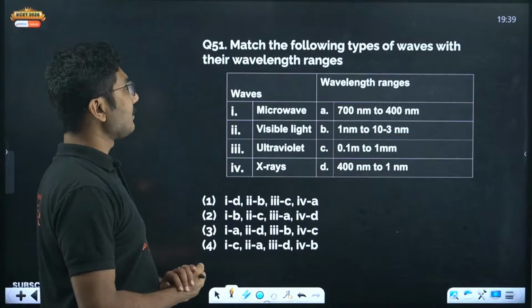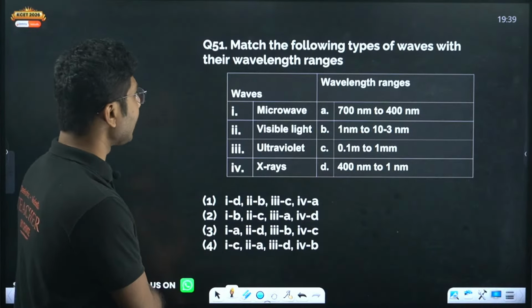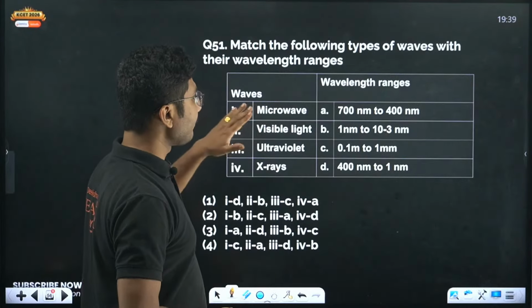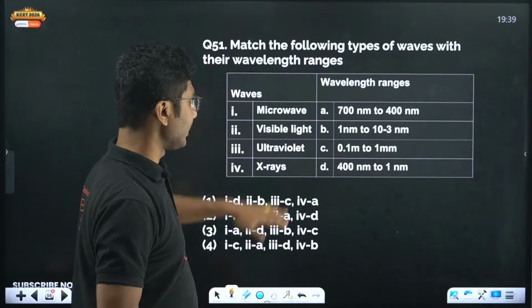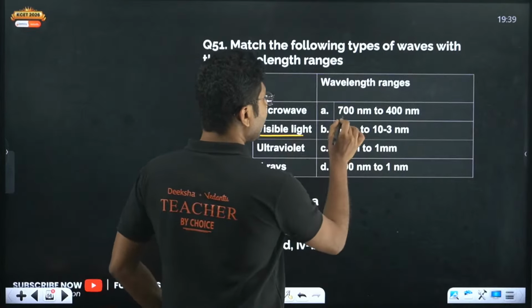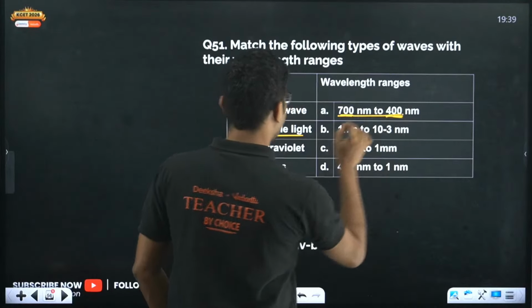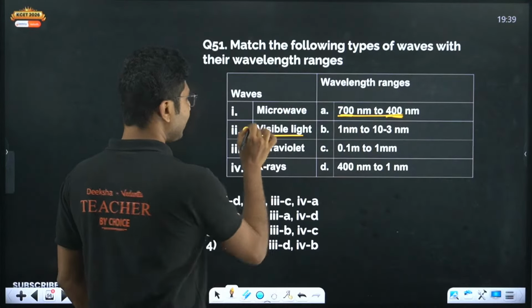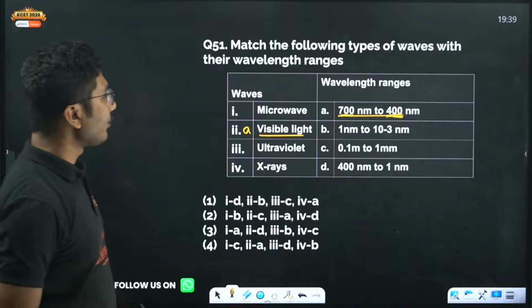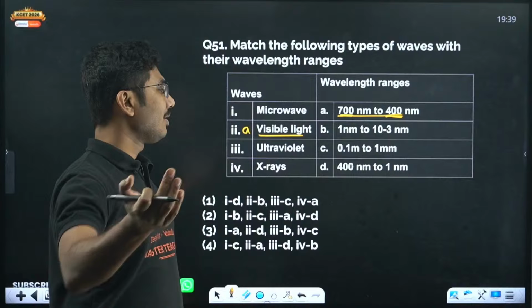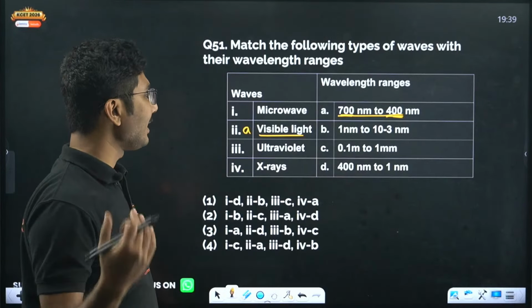Next, match the following types of waves with their wavelength ranges. This is from electromagnetic wave: microwave, visible light, ultraviolet, X-ray. Now visible light is, this is red, this is violet. So this is our visible light. So that means 2 is matching with A. What about microwave? Microwave is very high wavelength. Its wavelength is very, very high.